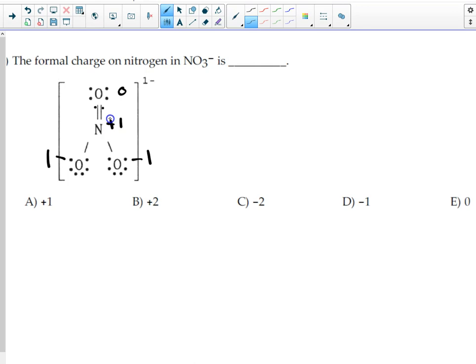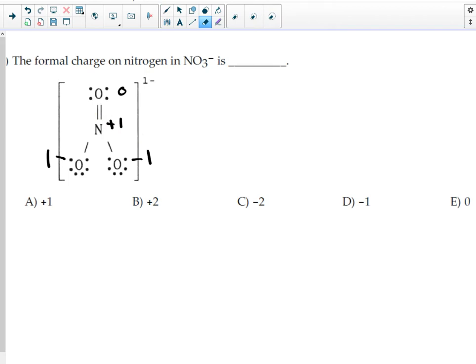It has 6, then it shares a pair with nitrogen. What's wrong? What am I doing? Well, I don't take it away, I share it. It's a valid structure though, trust me.